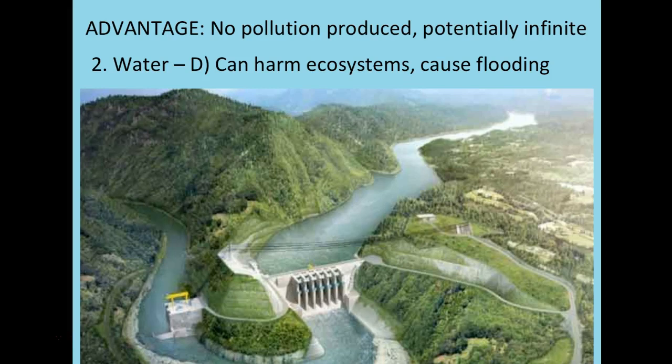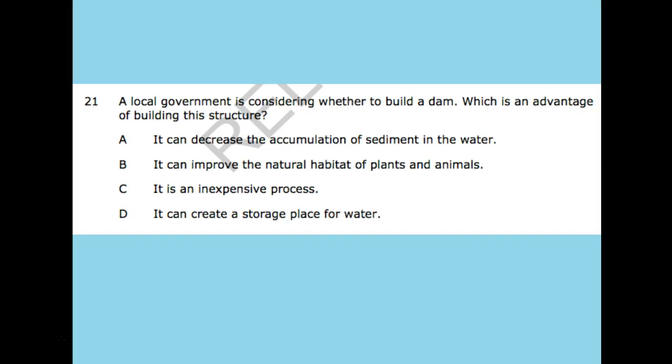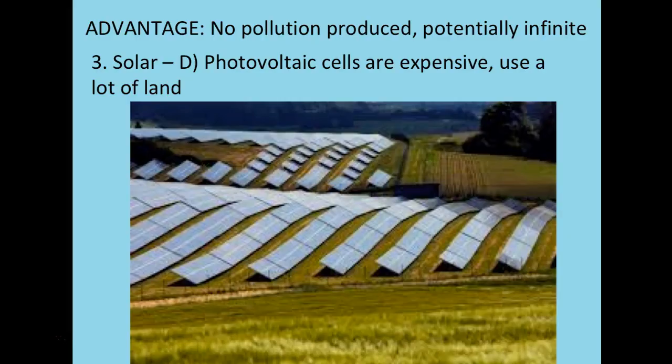Advantage of water, of hydropower, it's not going to be producing pollution, and again, potentially infinite. A disadvantage is that it can harm ecosystems and can cause flooding. A local government's considering whether to build a dam, which is an advantage of building the structure. So an advantage to building the dam is that it's going to be able to create a reservoir. It'll basically create a storage place for lots of water.